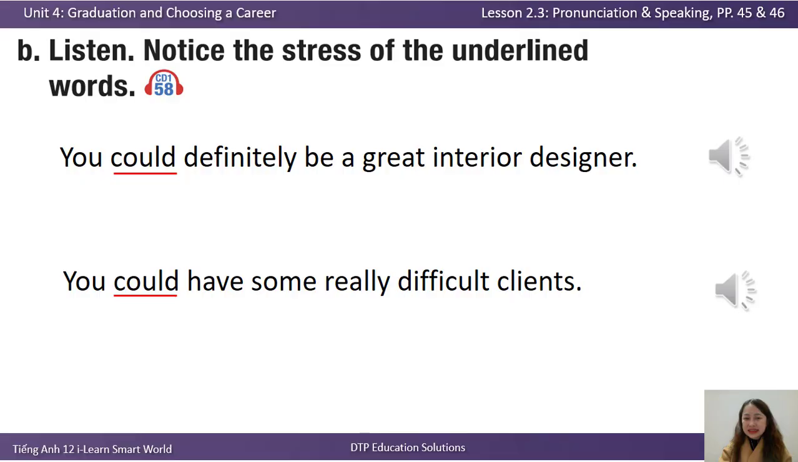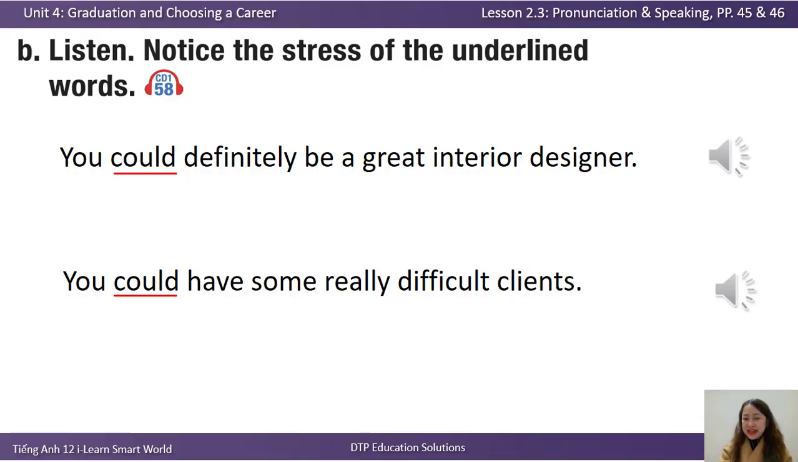You could definitely be a great interior designer. You could have some really difficult clients.